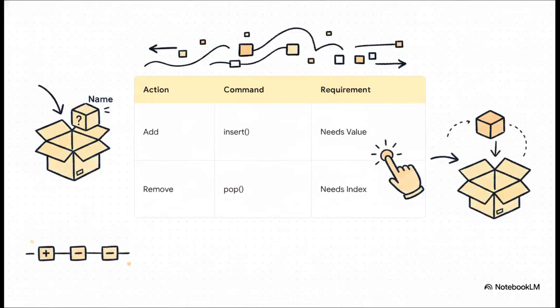Notice the difference between these actions, though. Inserting requires you to formally name the item you want to add. You literally have to tell Python what to put in the box. But removing with pop, that only requires the index number. Why? Because Python already knows what's in that box. You just point to the spot, say, remove that, and Python handles the whole shebang smoothly.